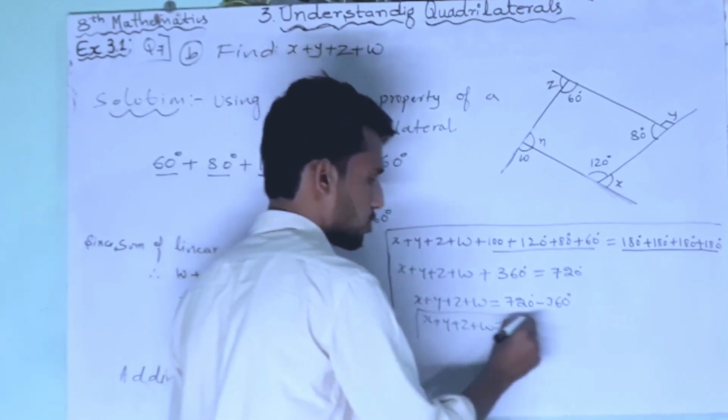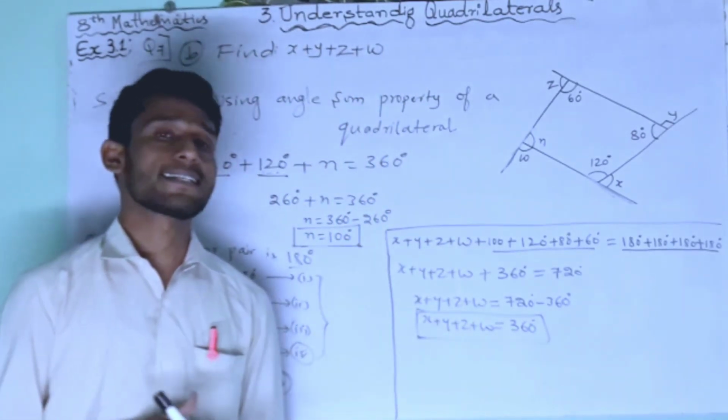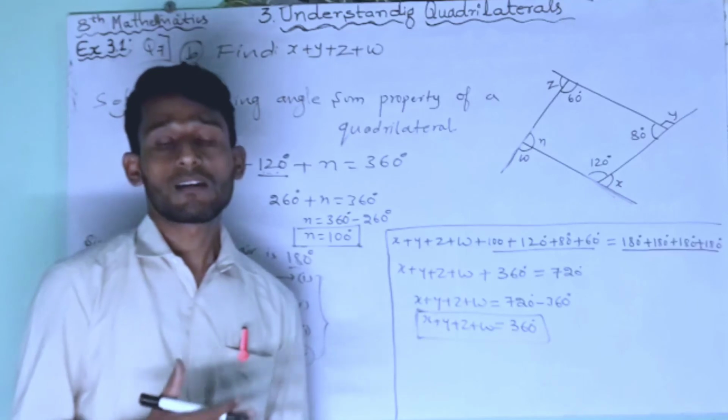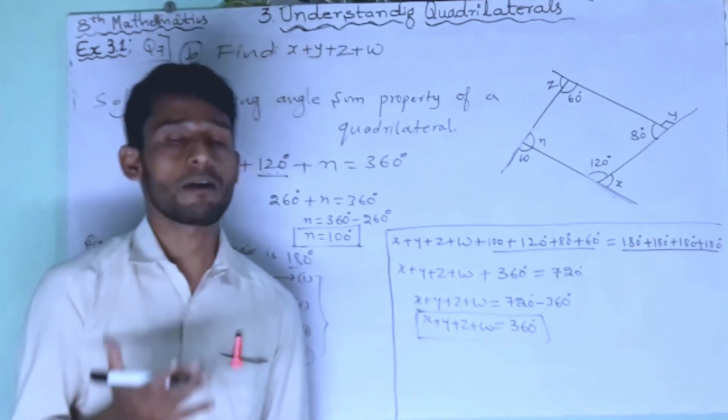This is the solution. Okay, dear students, in today's class I completed exercise 3.1. In tomorrow's class, I will start the measures of the exterior angles of a polygon.